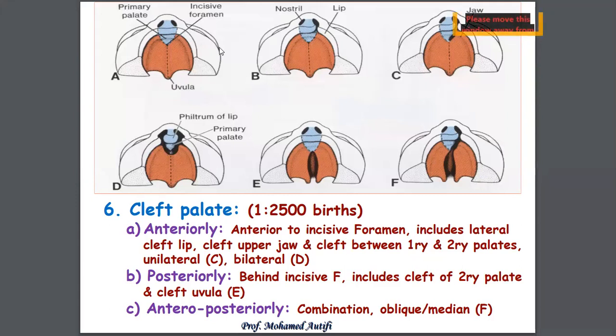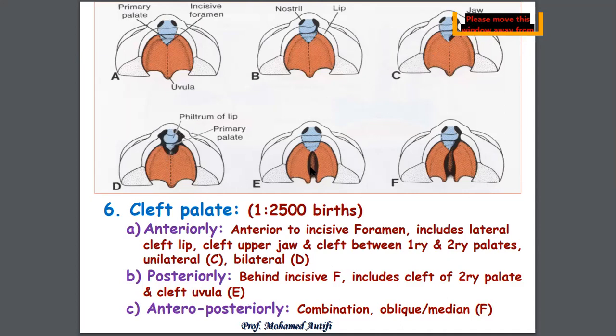So we are finding different types of defects like cleft palate. We generally see in 1 in 2500 births. Anterior, this is our incisive foramen, right? Anterior to incisive foramen includes lateral cleft lip, cleft upper jaw, and cleft between primary and secondary palates. You can see it can be unilateral, which is seen something like this on one side. I've shown you better pictures in my previous slide. It can be bilateral, that means both the sides you are finding fusion has not taken place. So anteriorly we are finding the defects which is associated with lips.